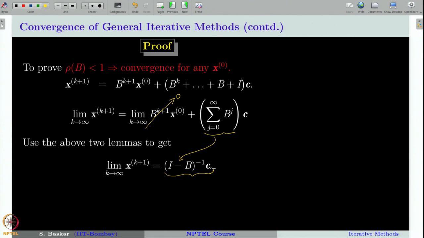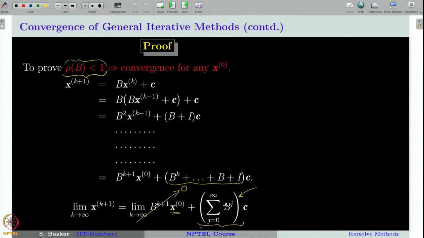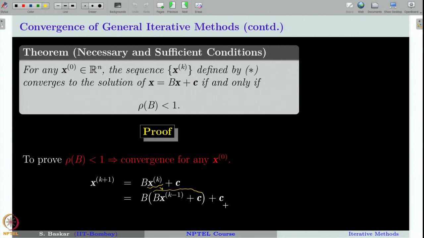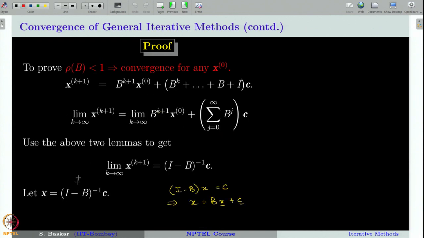Now, what is this limit? Well, let us call this limit x. Then you can see that (I minus B) x is equal to c. That is nothing but x is equal to Bx plus c, right? This is precisely what we have demanded in the statement of our theorem. If you go back and see, what we said is that the sequence should converge to the solution of this system. And this is what we are now seeing, that the limit is nothing but the solution of this system.